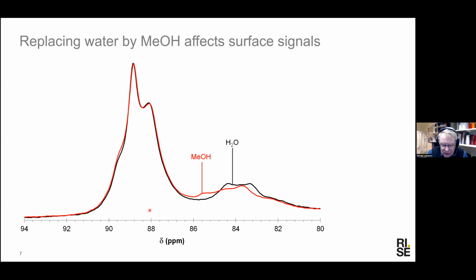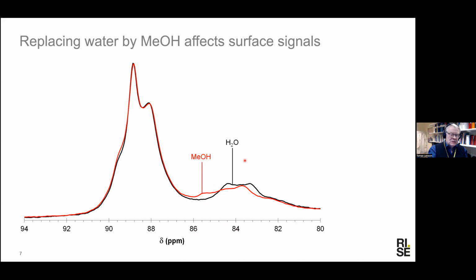Secondly, since we are dealing with the surface to volume ratio, it would also be nice to have some kind of proof or experimental support for the fact that the signals we think are surface signals indeed are. And one way to do that in a rather direct fashion is to just replace water with another liquid, which in this case was methanol.